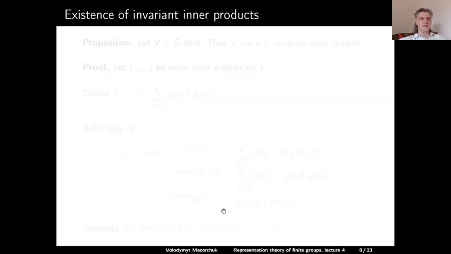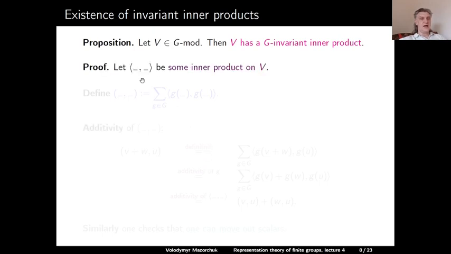Next, let us discuss existence of invariant inner products. Proposition: let V be a G module. Then V has a G invariant inner product. Proof. Take some inner product on V. It exists. And define a new inner product, given by the round brackets, as the sum over all g in G of the old inner product applied to g of the first component and g of the second component. So the claim is that this new inner product is an inner product and is G invariant.